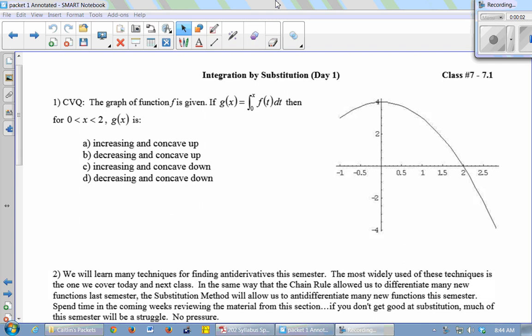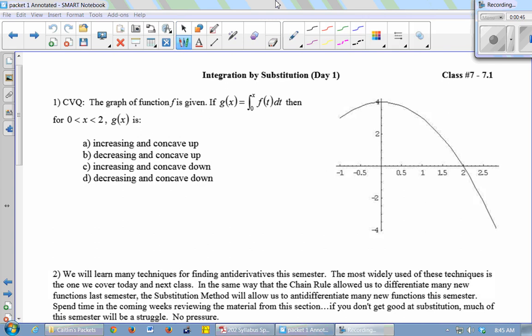Okay, so this is a graph of f, and we're going to define g to be the integral from 0 to x of f of t dt. So before I even ask you the question, how is g of x related to f? It's an integral. Yes, g of x is the integral from 0 to x of f of t dt, right?